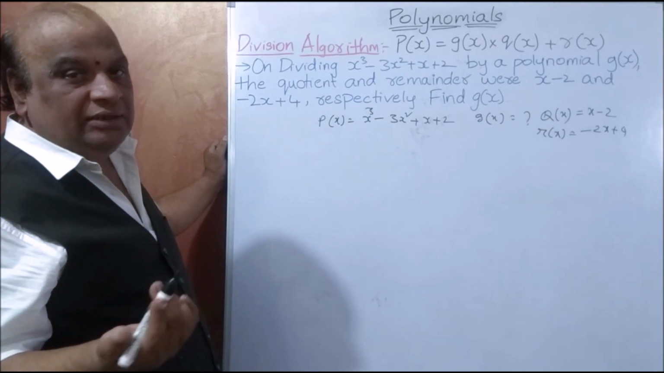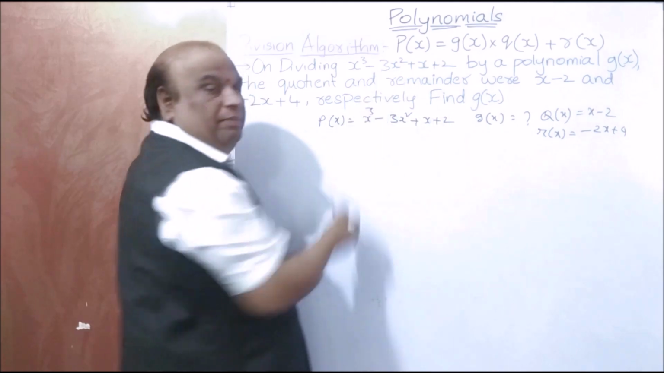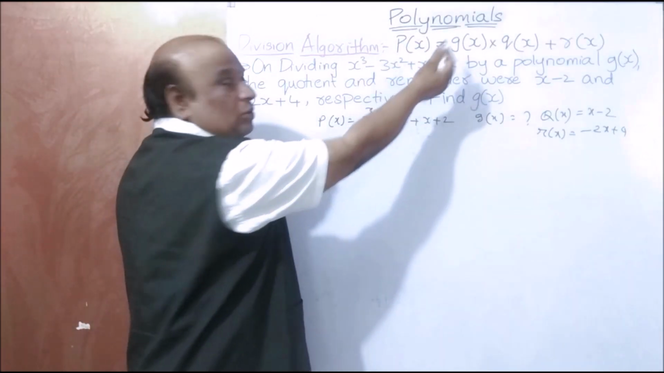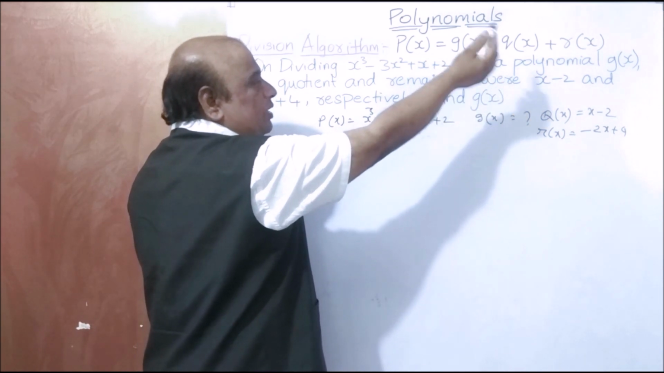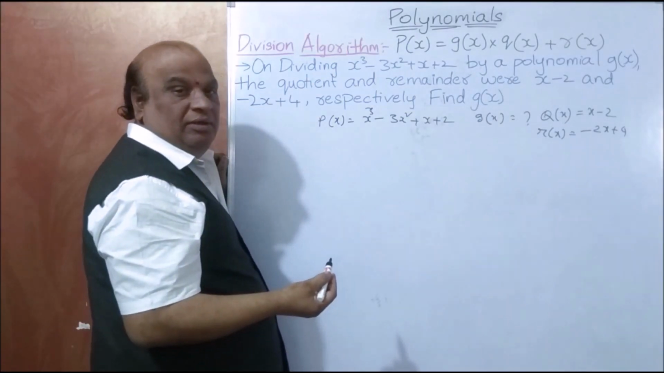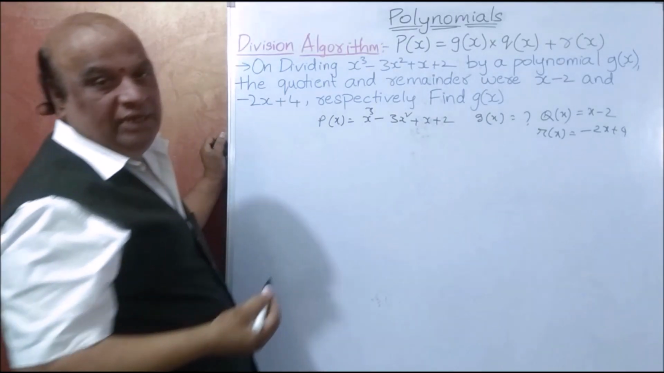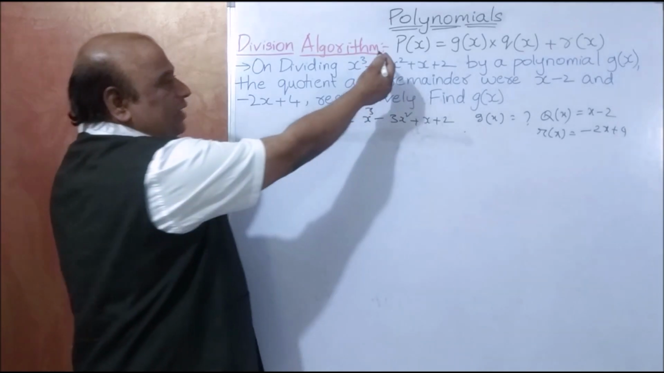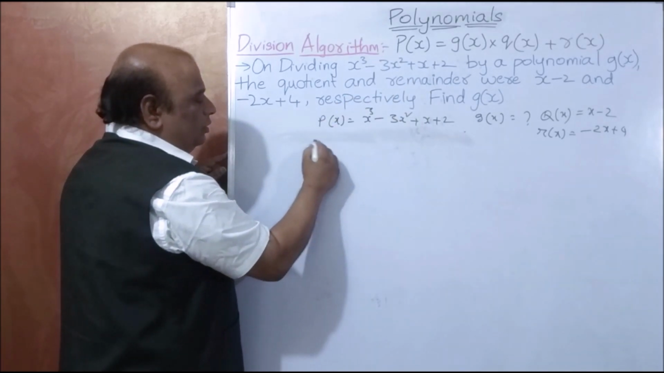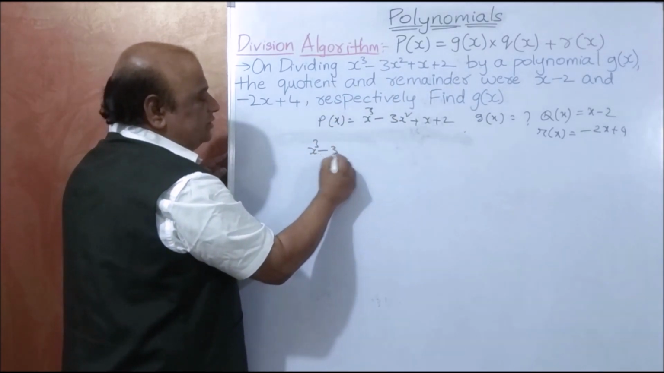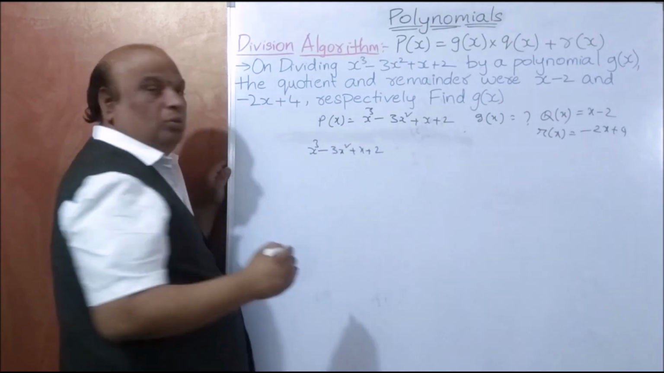How to find it here? Then we can use this formula, the division rule: p of x is equal to g of x into q of x plus r of x. By using this division rule, we can find g of x. By applying this rule, p of x is x cube minus 3x square plus x plus 2.